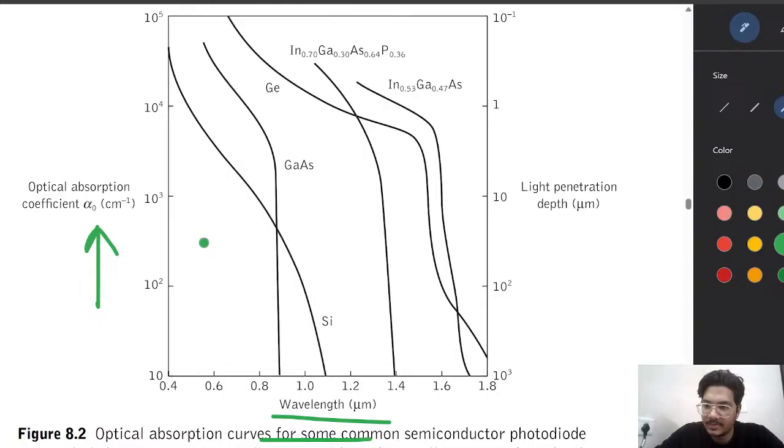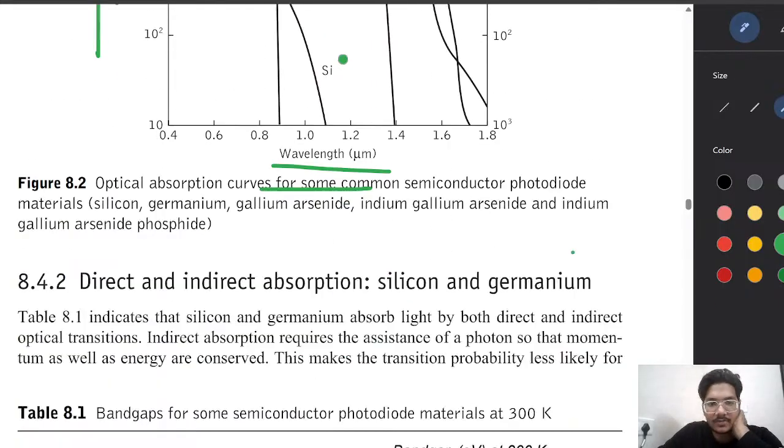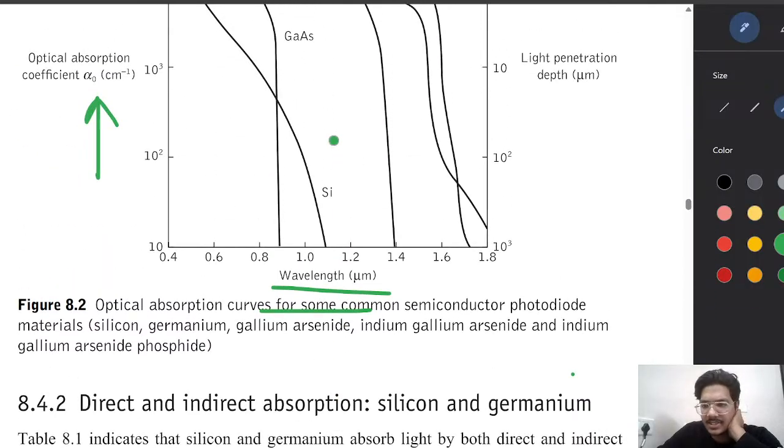So typical absorption key material. Okay, and this one is germanium, silicon, gallium arsenide, or indium arsenide. So why do different semiconductors have different absorption? The first question arises: why does a different semiconductor have a different absorption?